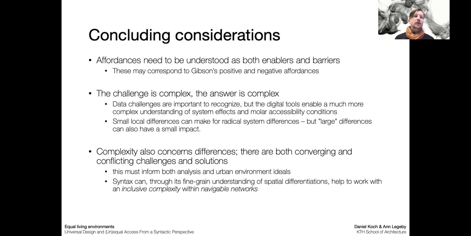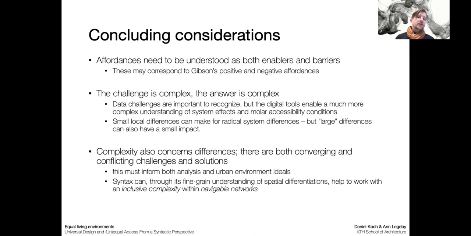One thing we want to stress is that affordances need to be understood both as enablers and barriers, which may correspond quite well to Gibson's own terminology of positive and negative affordances. It's already there in Gibson's work, even though the so-called positive affordances are usually the ones mostly brought forward, although in some sense spatial configurations are always both at the same time. You could argue that we create accessibilities, but we also create inaccessibilities when we build a building, for instance. So we define both positive and negative affordances, but barriers would be more like negative affordances when you speak of differences, whereas benches would be more like positive affordances, and so on.